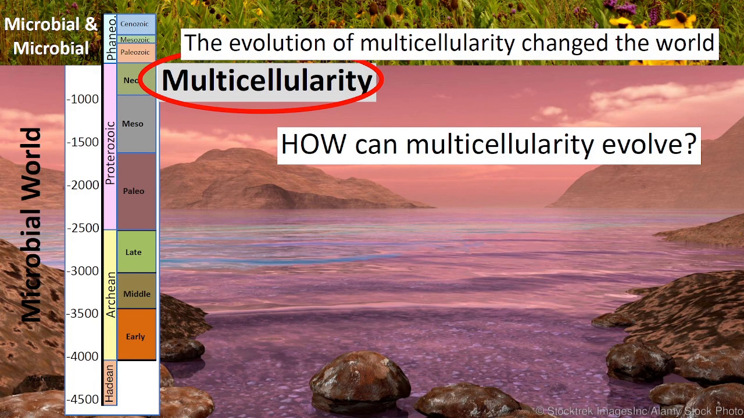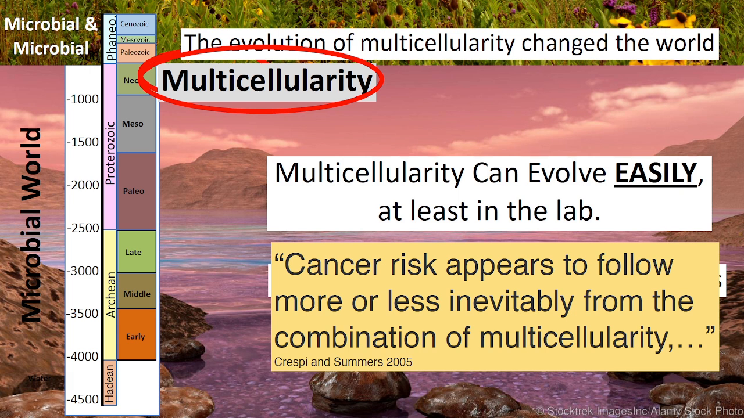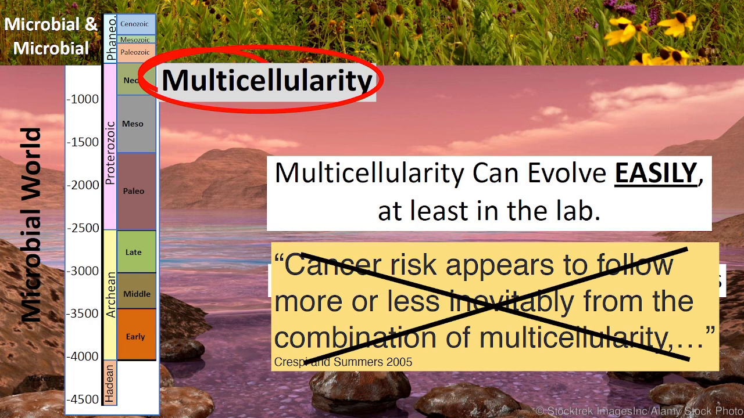Okay, so how can multicellularity evolve? Well, it can evolve really easily, at least in the lab, with different genes giving slightly different phenotypes. And then you have this question, this hypothesis, that cancer risk is really a limitation for multicellularity and that cheating and genetic conflicts, and it's totally wrong.